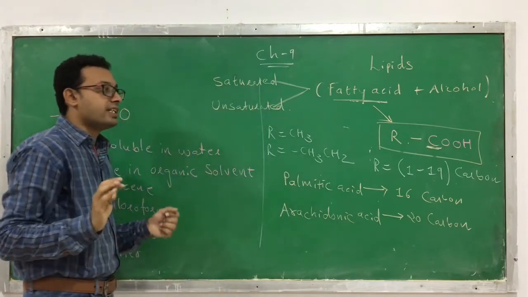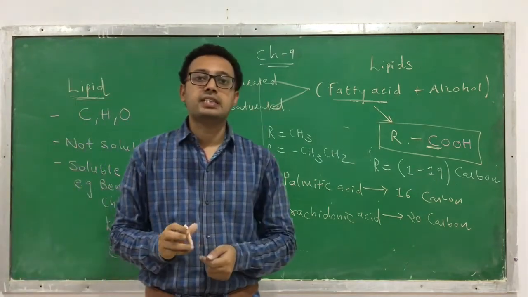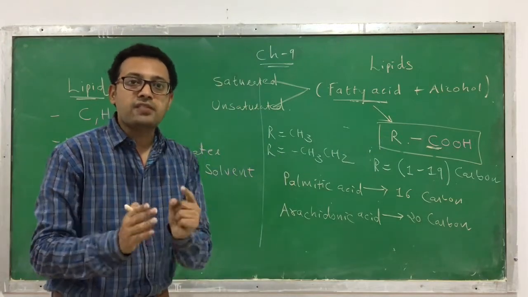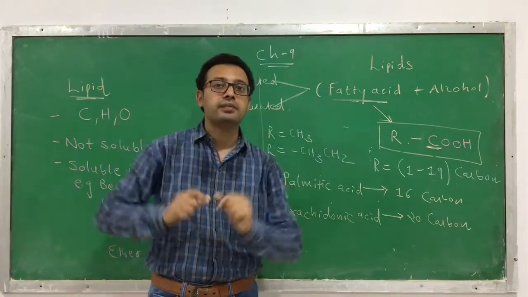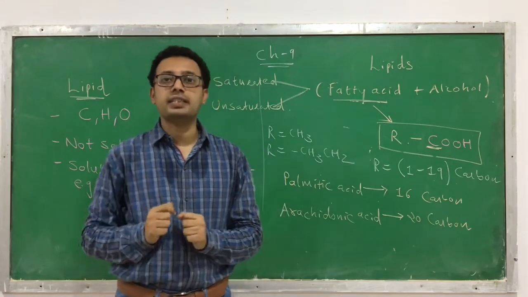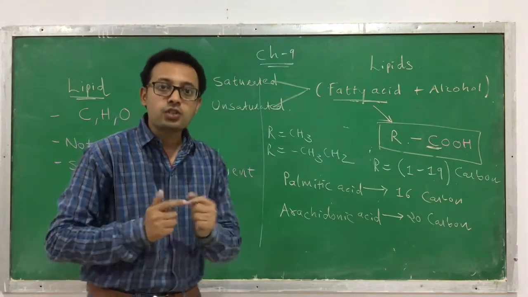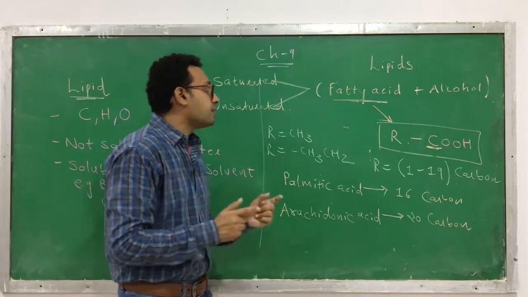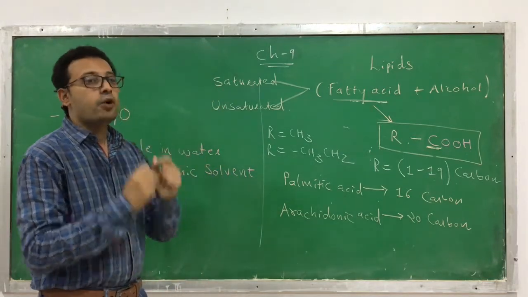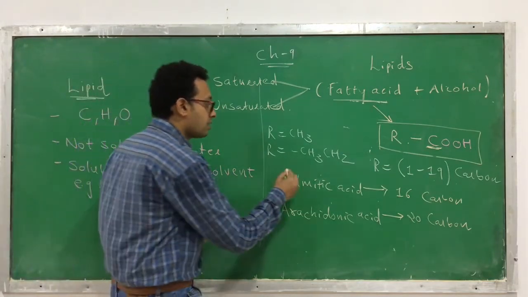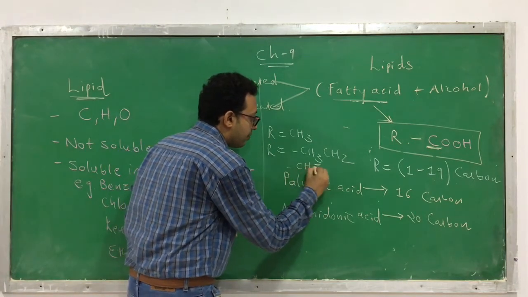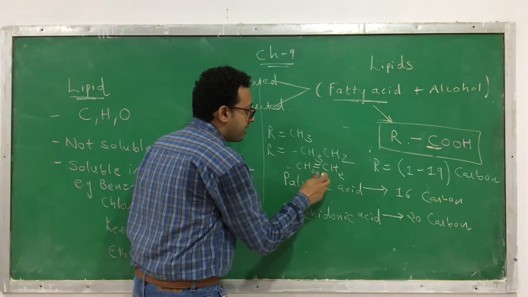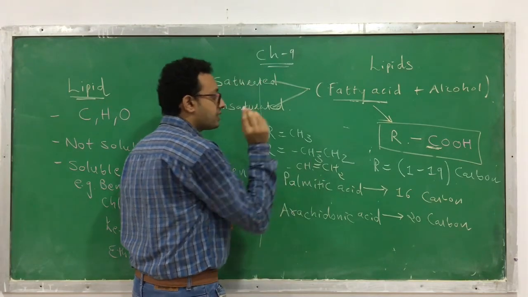How many types of fatty acid are there? Two types of fatty acids are there, saturated and unsaturated. Now you know that a fatty acid is a long chain of carbon with a carboxylic acid functional group. So if the long chain of carbon possesses a double bond in between them, like this, CH double bond CH. Okay, so this is a double bond. Here it's a single bond.